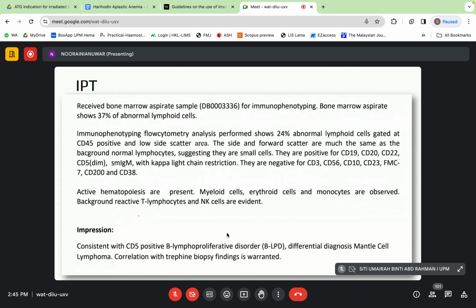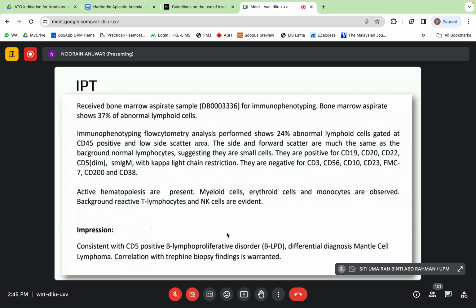And yeah, from the immunophenotyping analysis, there is 24% abnormal lymphoid cells located at CD45 positive and dim side scatter. They are positive for CD19, 20, 22, positive for CD5 but dim, surface IgM, and with kappa light chain restriction. And they are negative for CD3, 56, 10, 23, FMC7, 200 and 38.